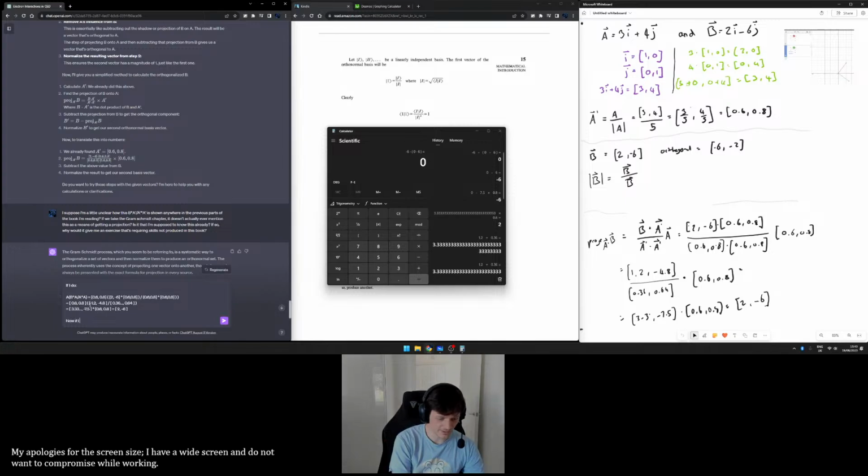Now, if I subtract that from B, 2, negative 6, take away 2, negative 6 equals 0. 2 minus 2 is 0. Negative 6 minus negative 6 is 0. I can't normalize this, can I?